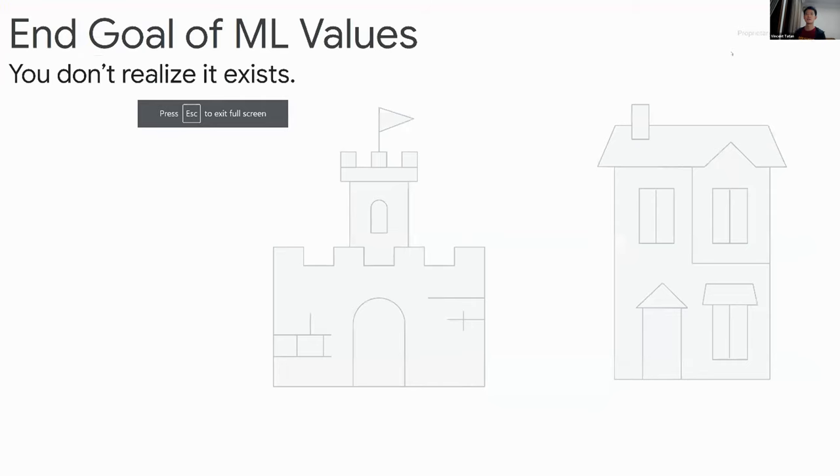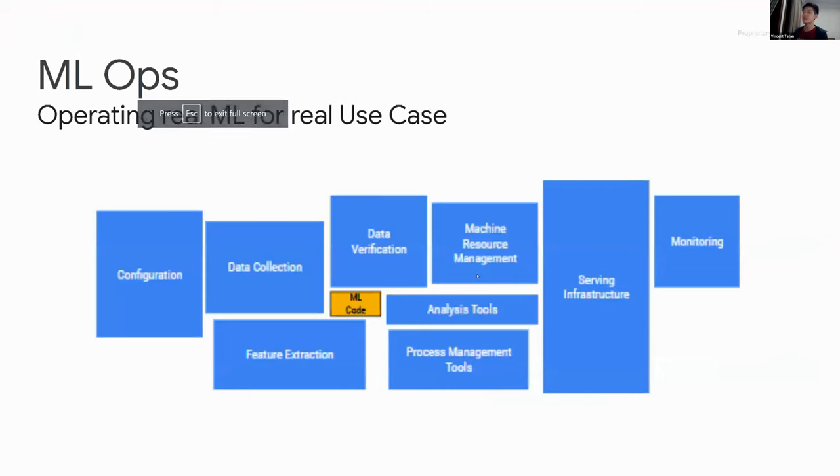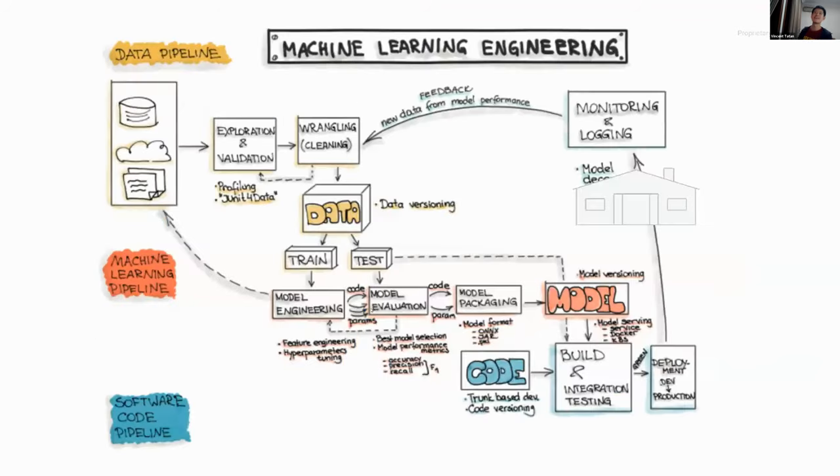Okay. But actually in the back end, there are so many things that happen, right? If you see about it, it's data verification, machine resource management, analysis tools, serving infrastructure. Wow, there are so many, right? And there's even this one chart that sort of summarizes whatever we need to know about MLOps. But of course, if you know DevOps, it's like half of the journey done for you.